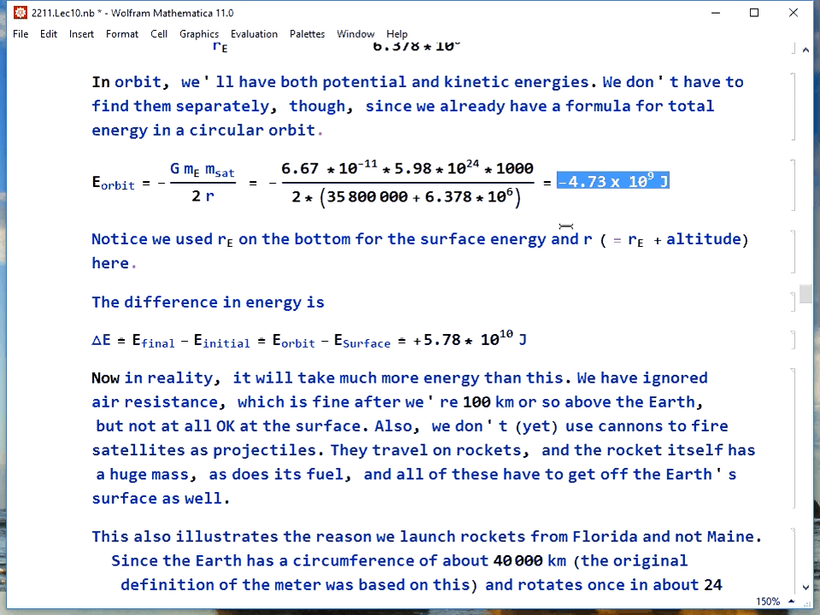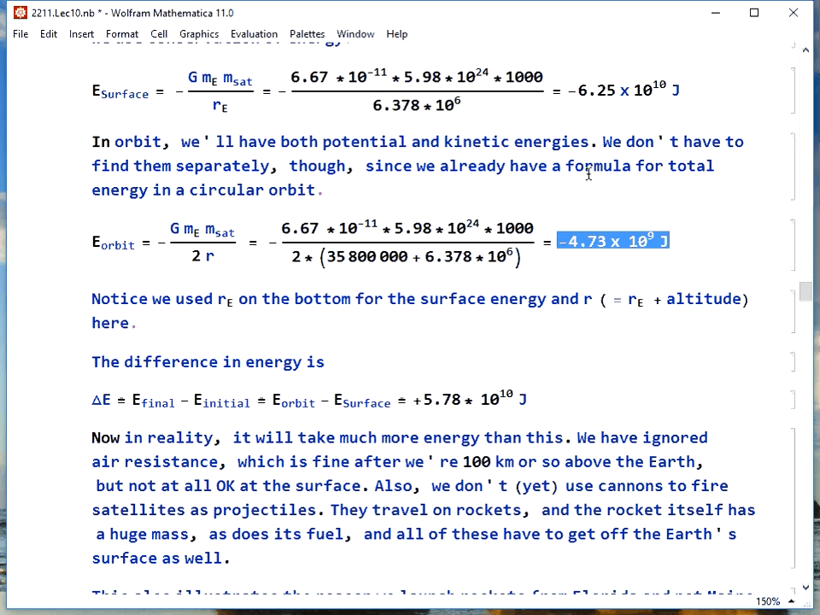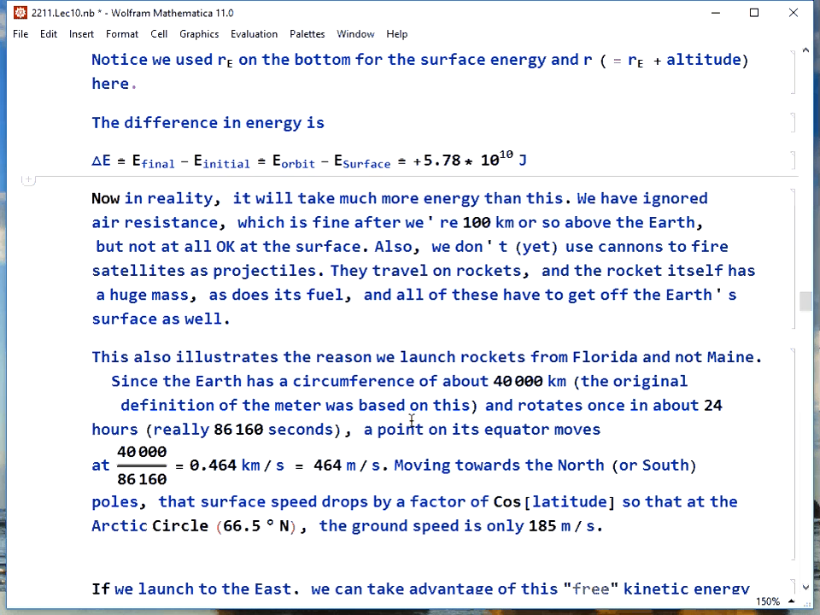We can tell this is significantly smaller than what we had before in absolute size, so we've done most of the work to move this satellite off of Earth forever. The difference in energy is 5.78 times 10 to the 10th joules. And of course, in reality, it's going to take much more energy than that. We've ignored air resistance, which we can do after a certain altitude, but we certainly can't do it during the launch phase. Although there's been talk of people firing satellites out of cannons like projectiles, they're not doing that yet.